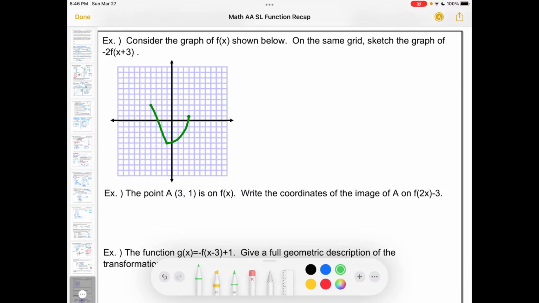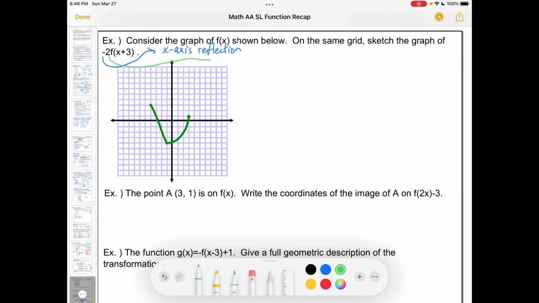This first one says, consider the graph of f of x shown below. It's some weird shape. On the same grid, sketch the graph of negative 2f of x plus 3. So the first thing I'm going to do is catalog my transformations. A negative out front is an x-axis reflection.